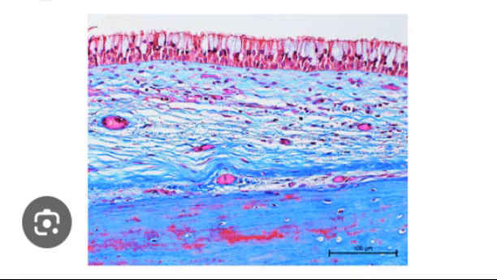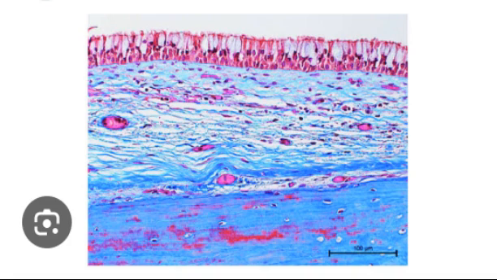4. How does the Schneiderian membrane contribute to respiratory health? The membrane facilitates breathing by providing a moist surface, regulates inhaled air conditions, and extends into paranasal sinuses, covering their interior surfaces.